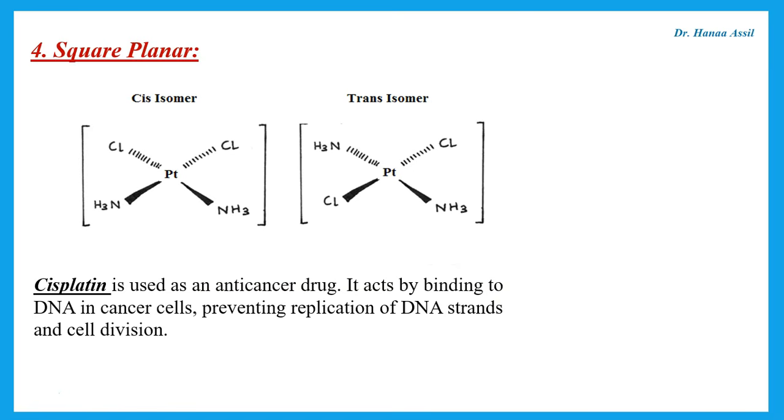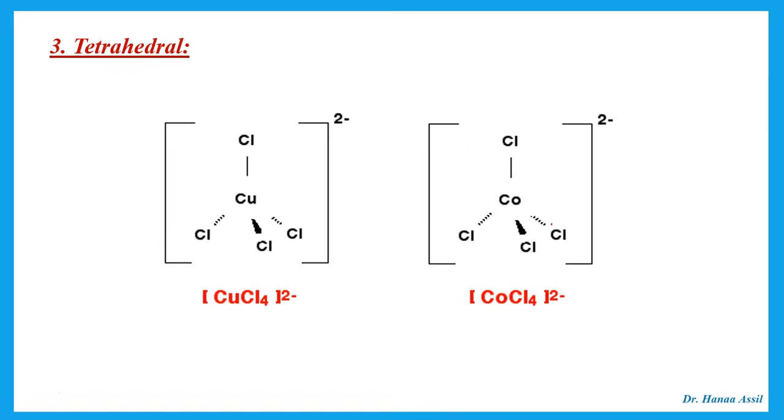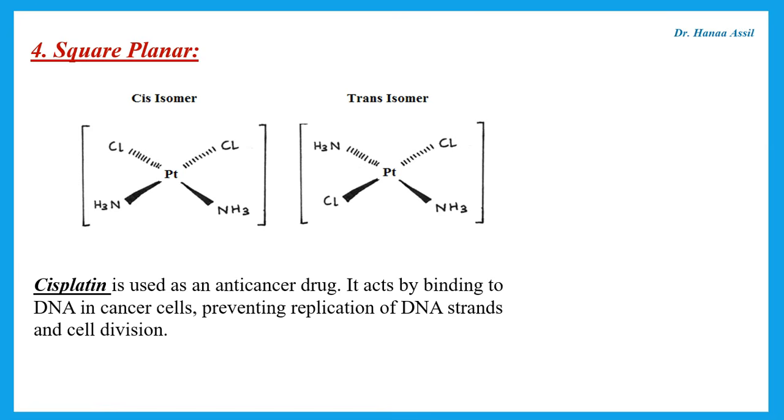If we have 4 ligands, they could be tetrahedral. So if we are dealing with chloride ions, they are tetrahedral, but sometimes they are square planar. For example, platinum with 2 chlorides and 2 ammonia, this is called cisplatin.